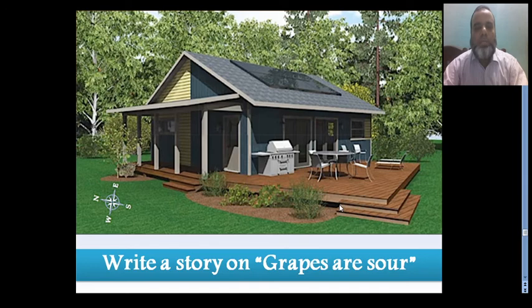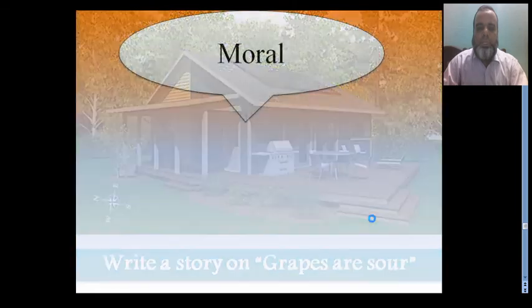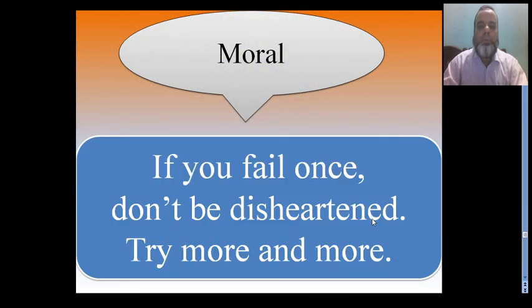Now, that is a homework for you. Write a story on "Grapes are sour." Please, this is your homework. Write it down. And check your answer. There is a moral also. If you fail once, don't be disheartened. Try more and more. That means if you fail once, try again and again. Don't be disheartened. And please check your answer with me.